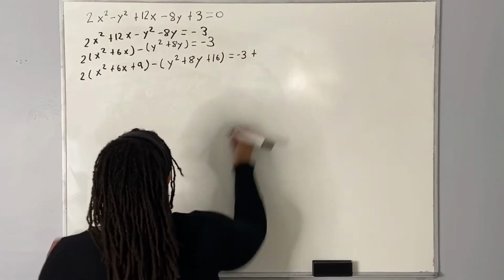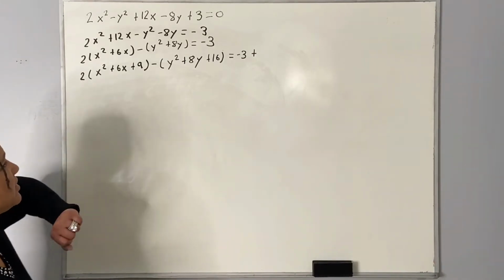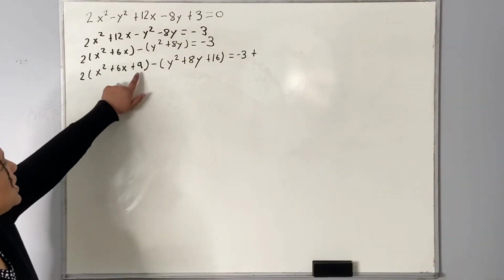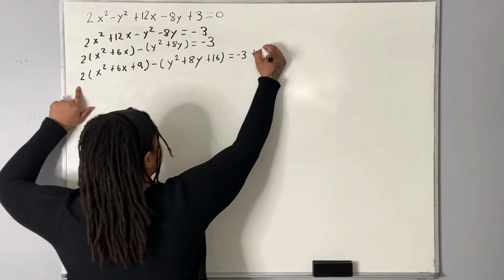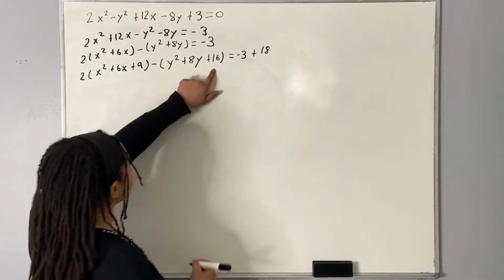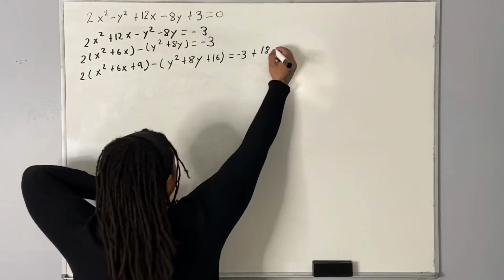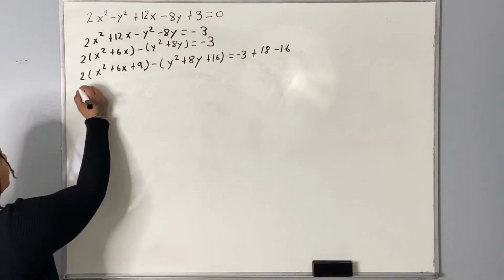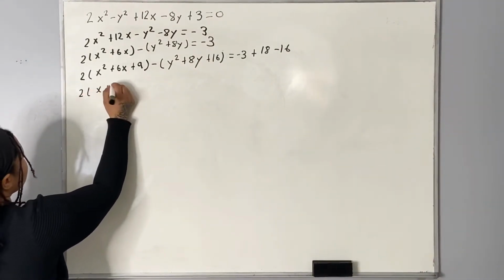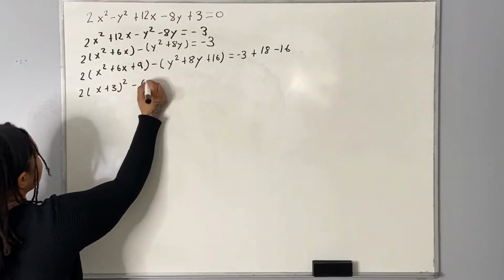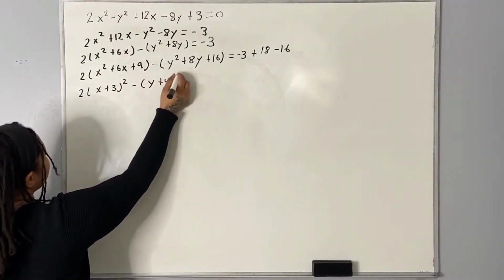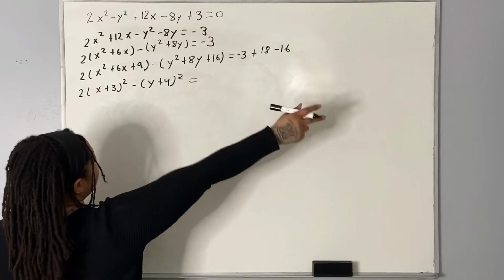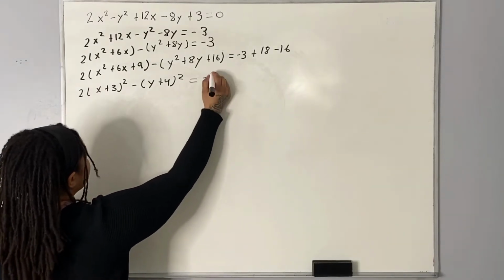And of course, we have to add what we just created on the left side of the equation. So we have 9 times 2, which is 18. And we have 16 times negative 1, which is negative 16. If I factor the left-hand side of the equation, we get 2 times x plus 3 squared minus y plus 4 squared, which is equal to, on the right-hand side of the equation, negative 1.